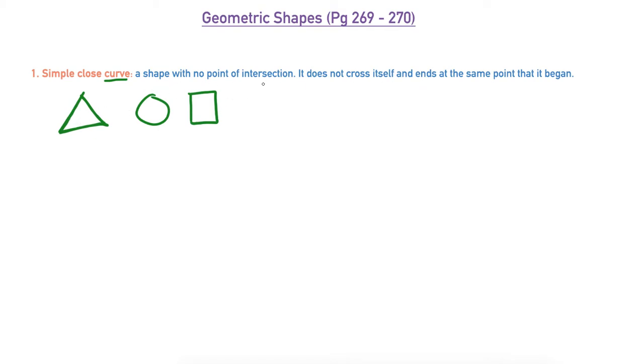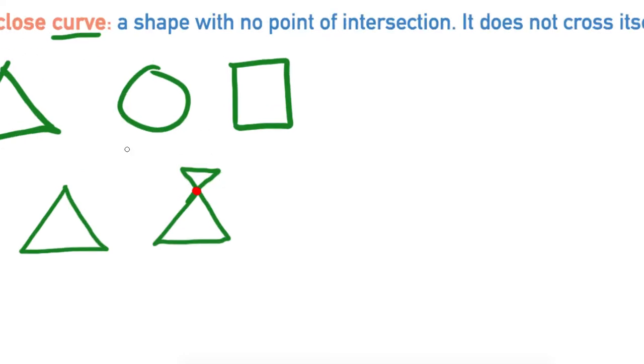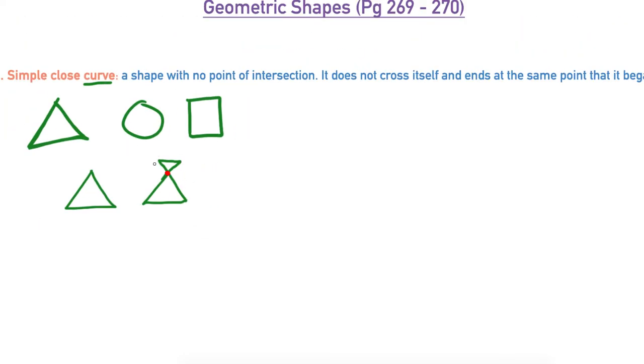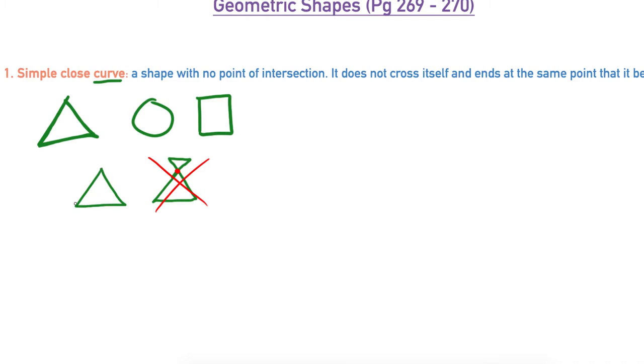That might be a little bit confusing. So when I talk about how there's no point of intersection or it does not cross itself, that means none of these sides here ever cross each other. If I drew it like this, all right, at this spot here, my shape crosses itself. You see how right here it's intersecting itself? It crosses paths with itself. So this would not be considered a simple closed curve. But this would, because none of these lines here ever cross each other.